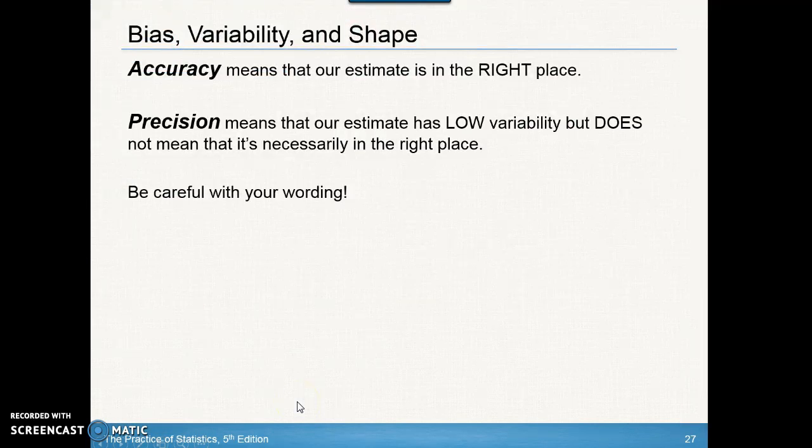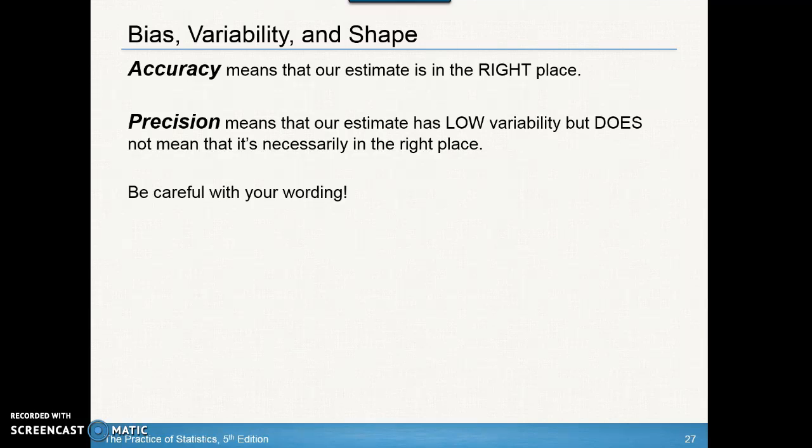Okay, so let's talk about accuracy and precision. It's really easy to get confused. Accuracy means our estimate's in the right spot. So we've shot the arrow, we're accurate, we hit the bullseye every time. Precision means that our estimate has low variability, but it doesn't mean it's in the right spot.